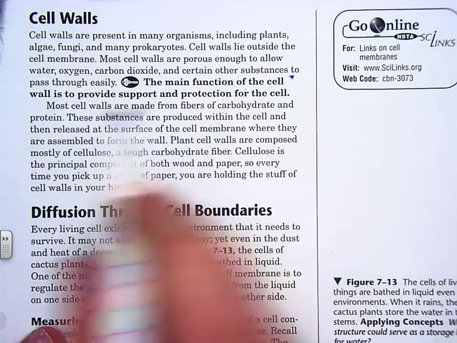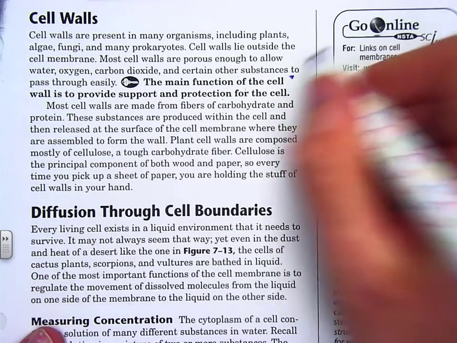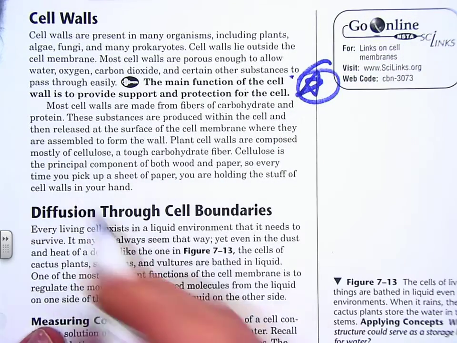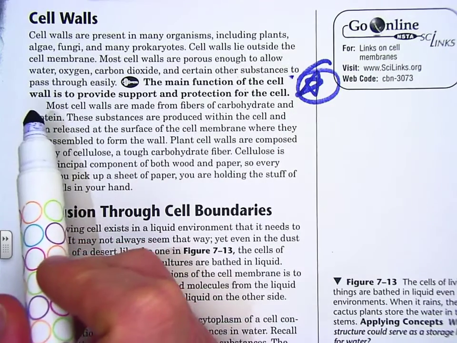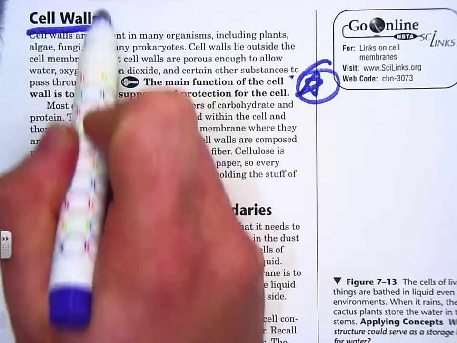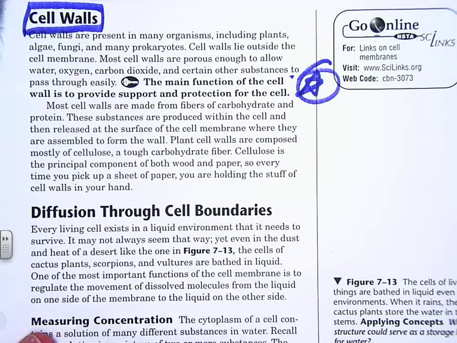The main function of the cell wall is to provide support and protection for the cell. What is the main function of the cell wall? Great quiz question. You should put it on pause and take some notes. Are you writing notes in a separate section of your paper under cell walls?